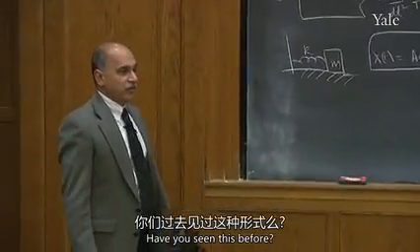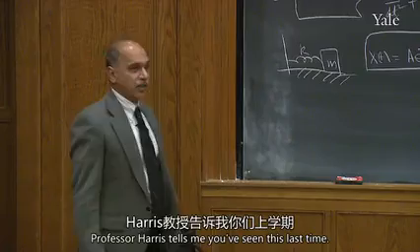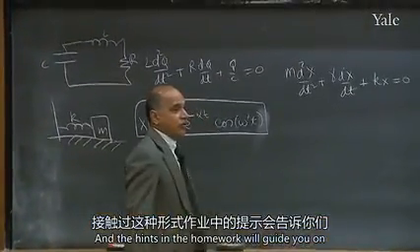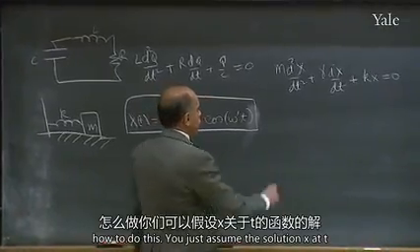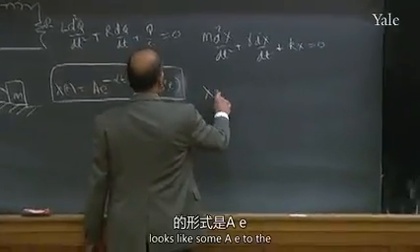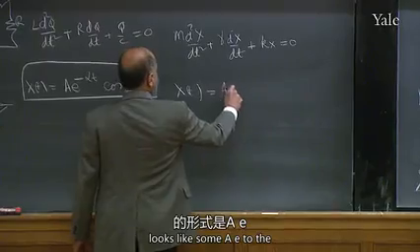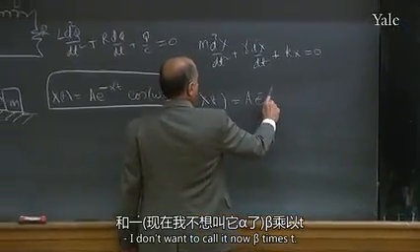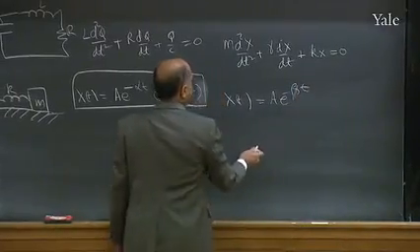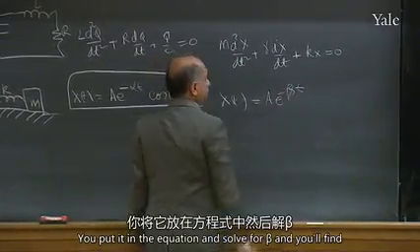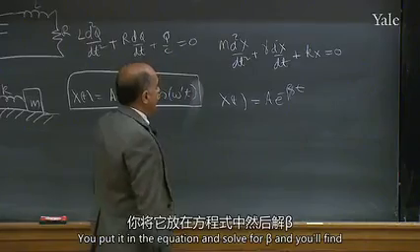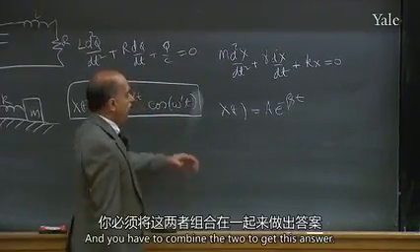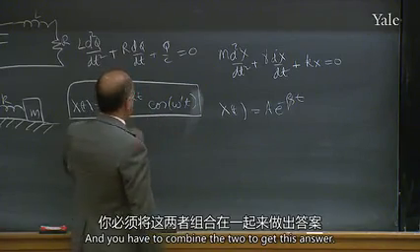Have you seen this before? Professor Harris tells me you have seen this last time. And the hints in the homework will guide you on how to do this. You just assume the solution x of t looks like some A e to the minus, I don't want to call it alpha now, beta times t. You put it in the equation and solve for beta. And you'll find beta will have a real part and an imaginary part. And you have to combine the two to get this answer.